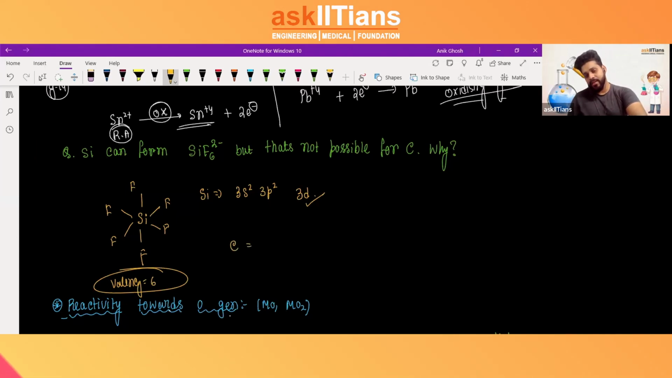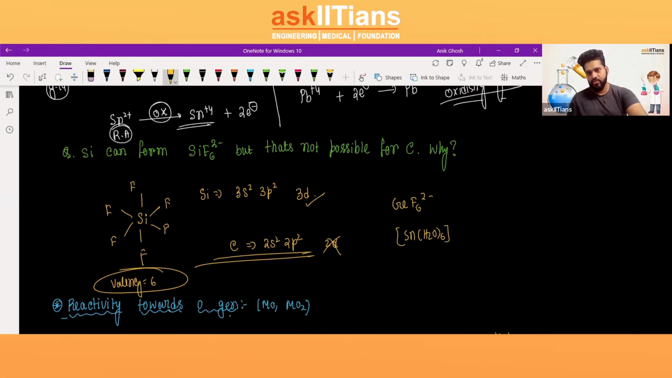Whereas for carbon, guys, carbon is 2s2, 2p2. It cannot exceed its valency any further because it doesn't have a 2d orbital, correct? This is not possible. So that's why silicon, germanium also can form GeF6 2 minus. Even tin, not lead, tin can also form it, right? Sn(H2O)6 2 plus. This is also formed, right? So they can show the valency of 6, but not carbon.